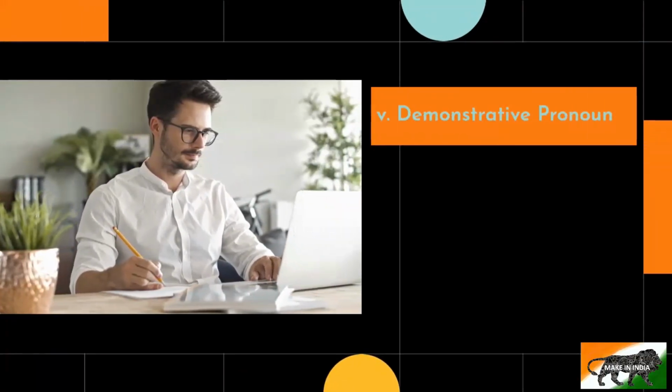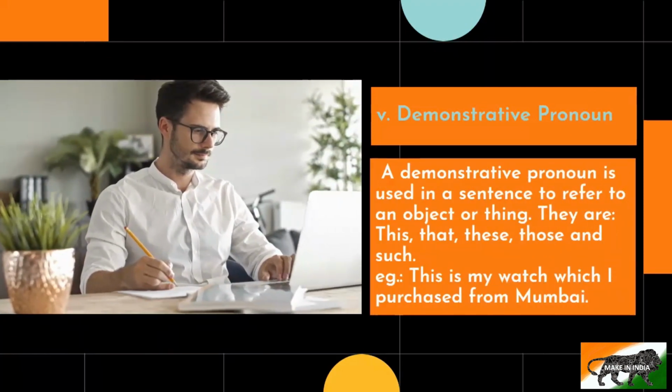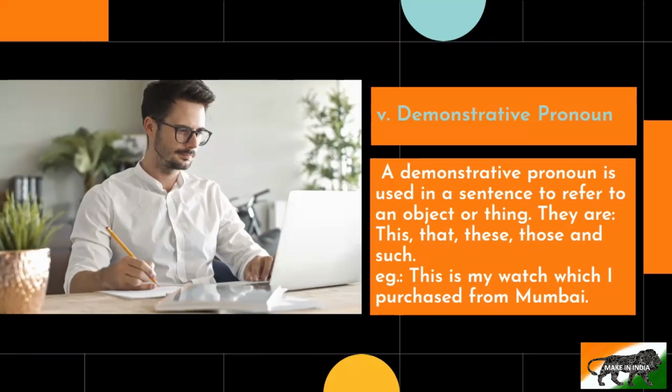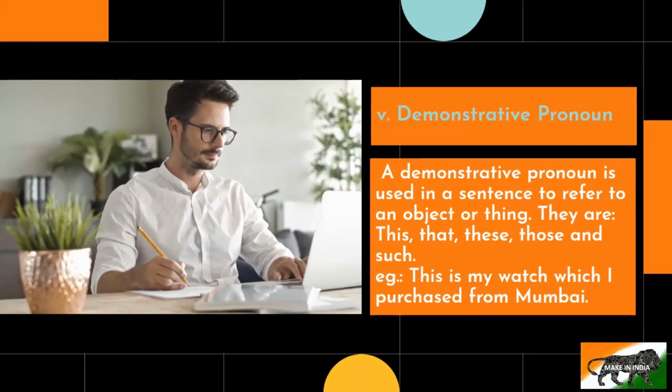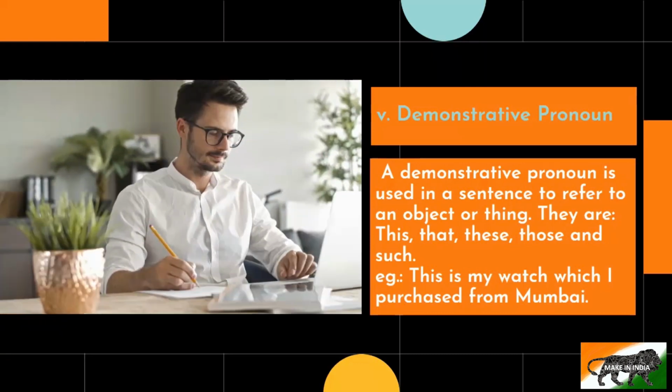Next kind of pronoun is the demonstrative pronoun. A demonstrative pronoun is used in a sentence to refer to an object or thing. They are this, that, these, those and such. For example, this is my watch which I purchased from Mumbai.